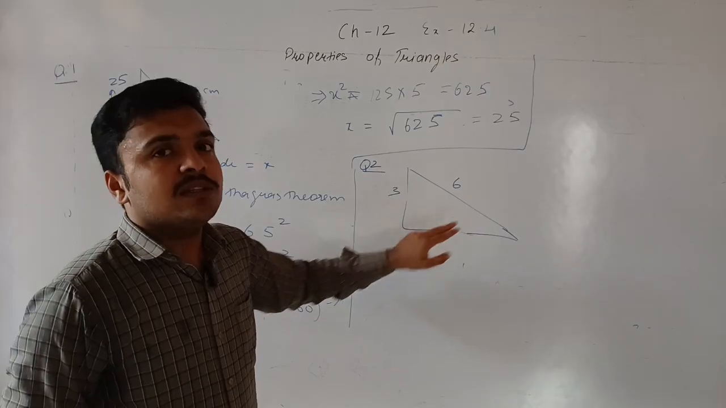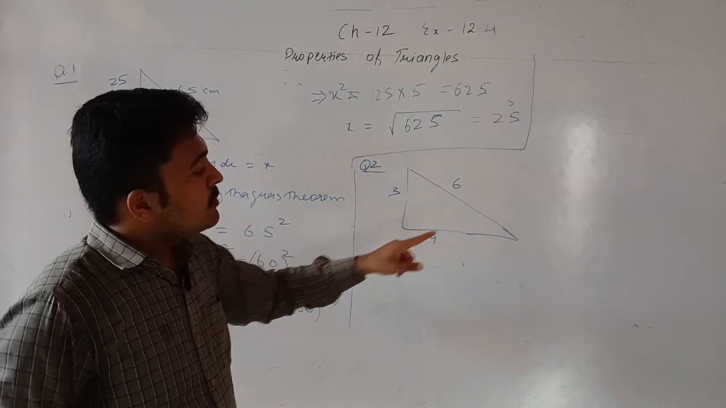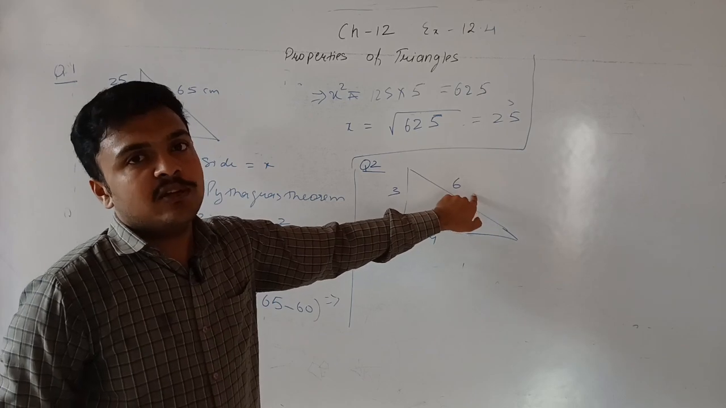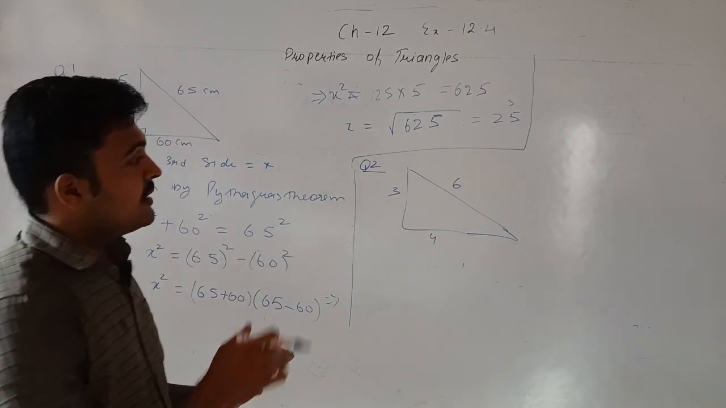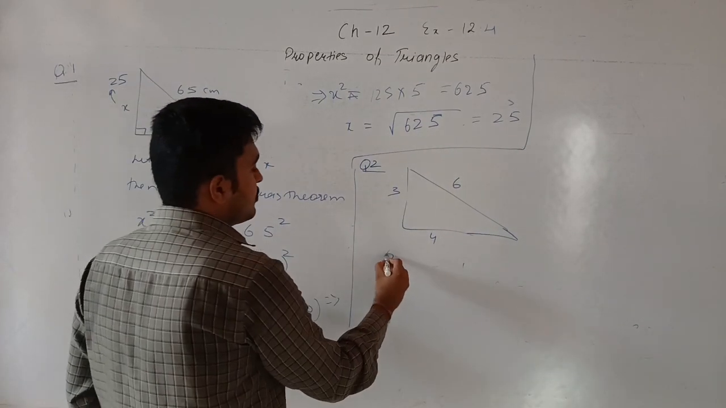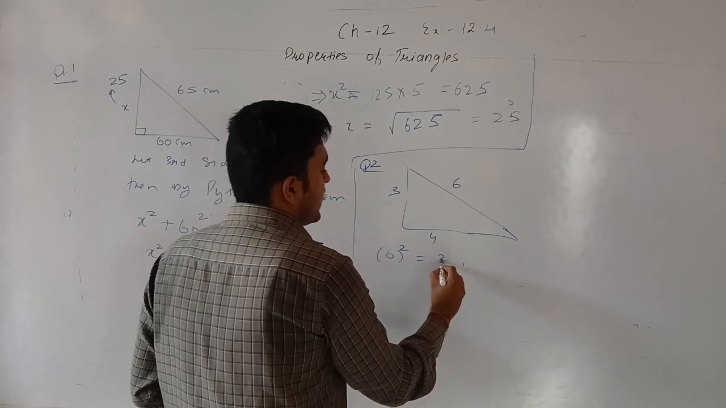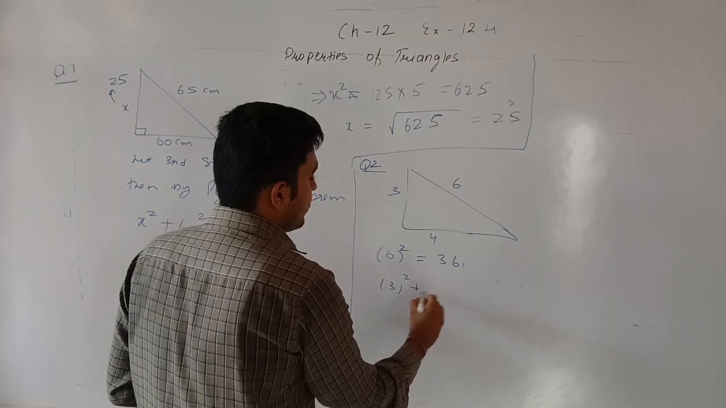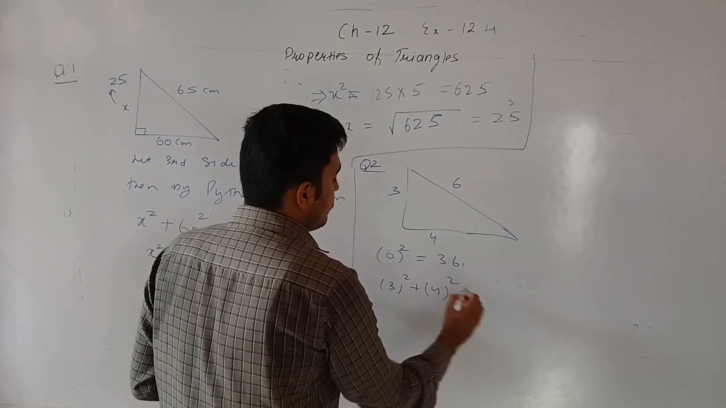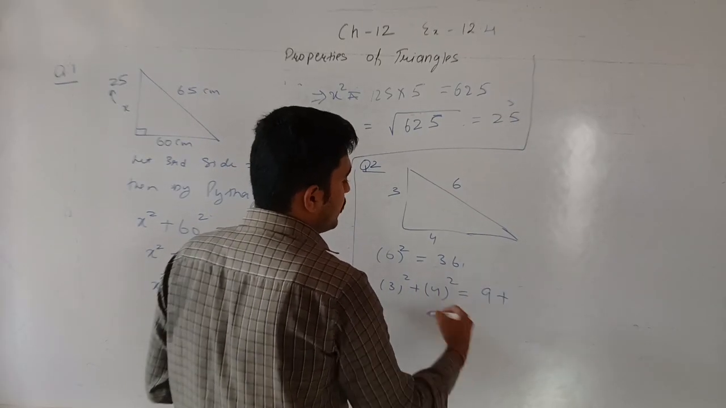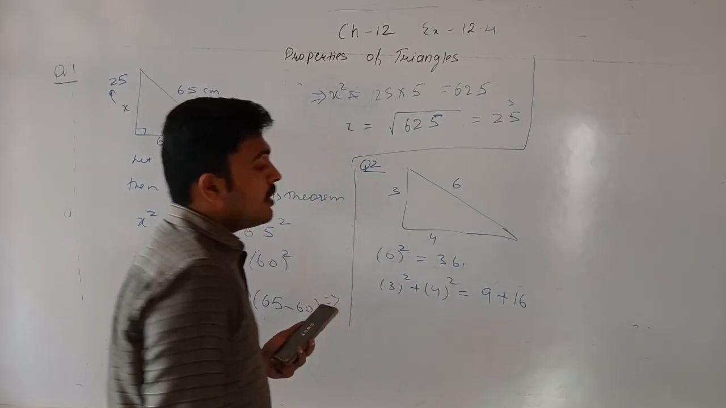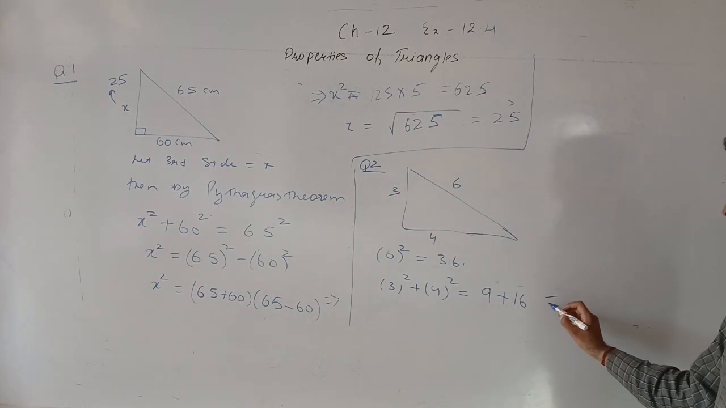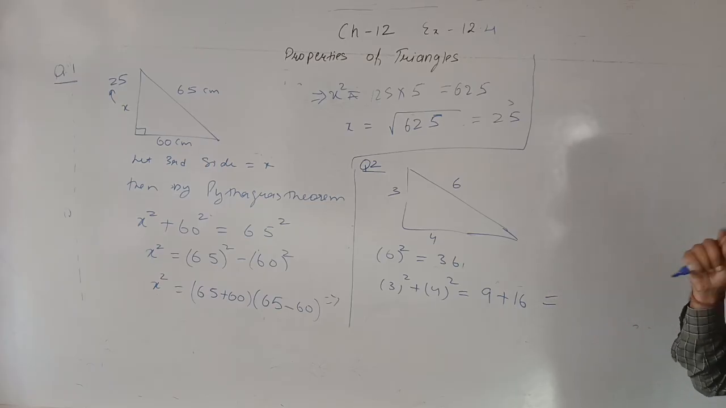So 3 square plus 4 square must be equal to 6 squared. 3 square is 9 and 4 square is 16. 6 square is equal to 36. Now we'll check. 6 square is equal to 36. 3 square plus 4 square is equal to 9 plus 16, which is equal to 25.